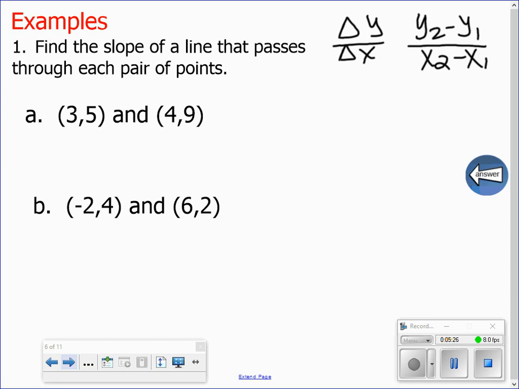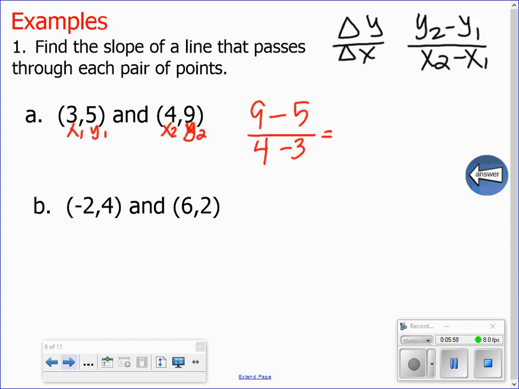So if we look at our points, I like to label my points, but again, remember that any point can really be x1 and y1, and any point can be x2 and y2. So either one of these points, they could be flipped. So if I'm using my formula, I know that my y2 is 9 minus my y1, which is 5, over my x2, which is 4, minus my x1, which is 3.